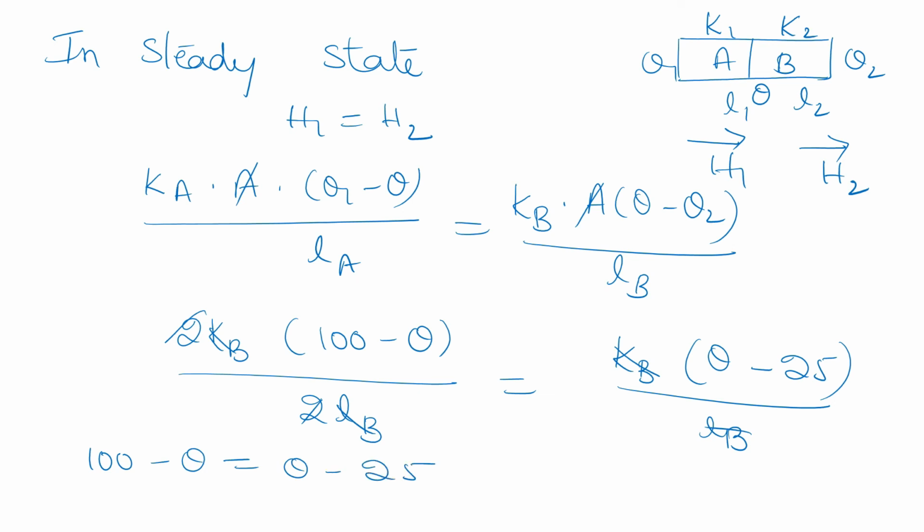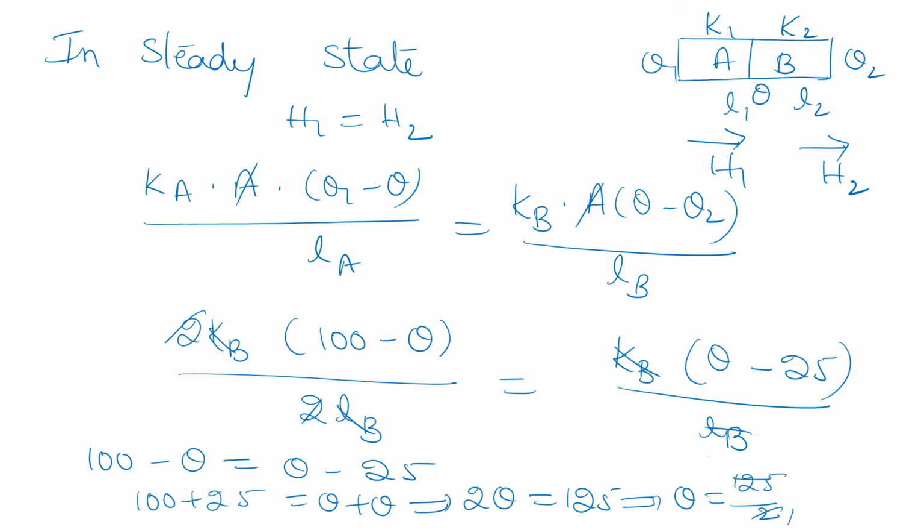So 100 coming this side plus, here 100 plus 25, theta plus theta. So 2 theta is equal to 125. Theta is equal to 125 by 2. 125 by 2, 2 ones are 2, 62.5. So junction temperature theta is equal to 62.5 degrees centigrade. Okay, next we will go to the next question.